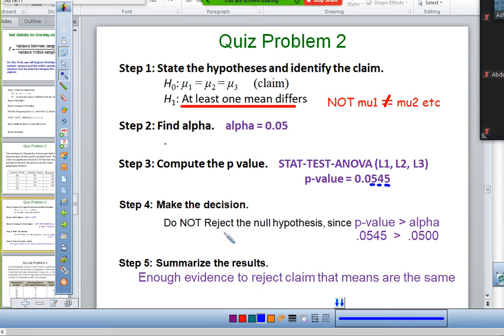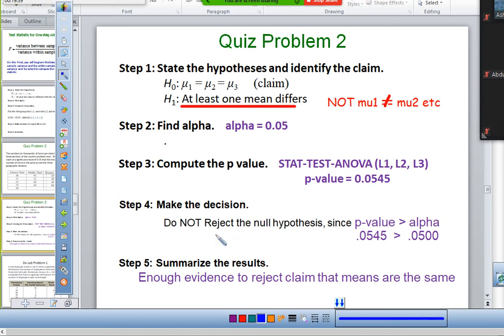And then make the decision. Here I'm not going to reject the null hypothesis because my p-value is greater than alpha. Here's a hint. Add zeros to alpha at the end to give it the same number of decimal places. Then they both have 4 decimals. With 4 decimals, it's easy to compare 545 to 500. That'll just make it easy for you to wrap your heads around if you are confused about decimals. That would be my suggestion.